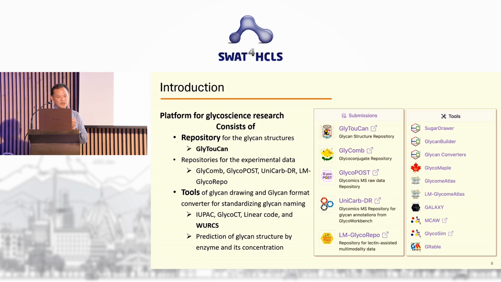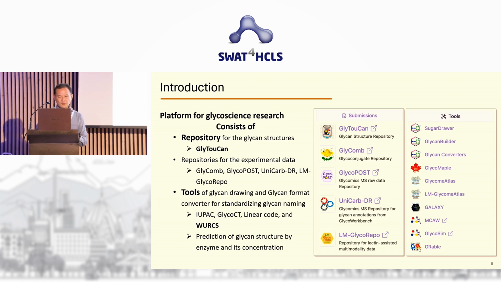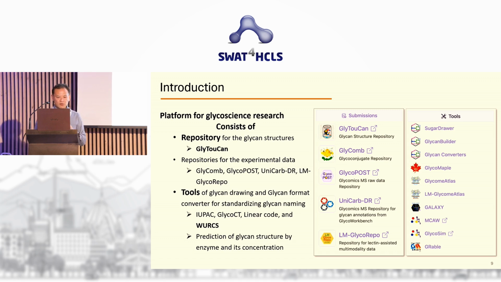Mainly, GlyCosmos has a repository and also tools related to glycans. The repository is GlyTouCan. GlyTouCan is a repository of glycan structures. It's like GenBank for DNA sequences. When you get a glycan structure by experiment, you can deposit the structure into GlyTouCan, and GlyTouCan gives you an accession number. WURCS is also a data format to represent the structure of glycans. GlyTouCan and WURCS are a very important part of the GlyCosmos databases.